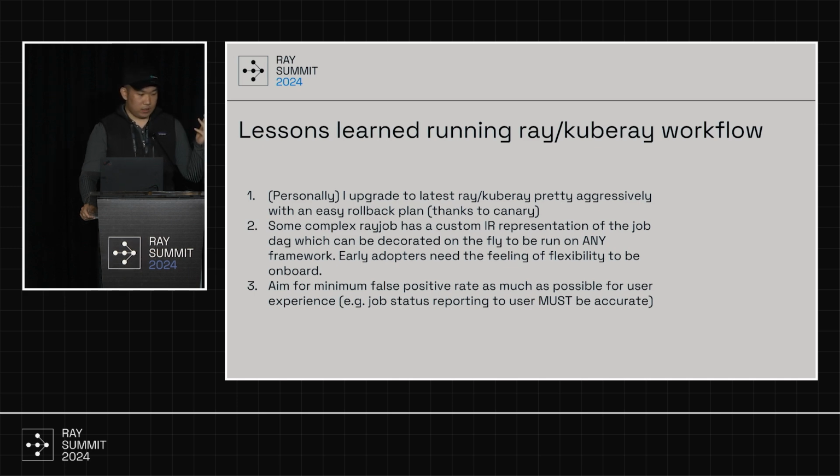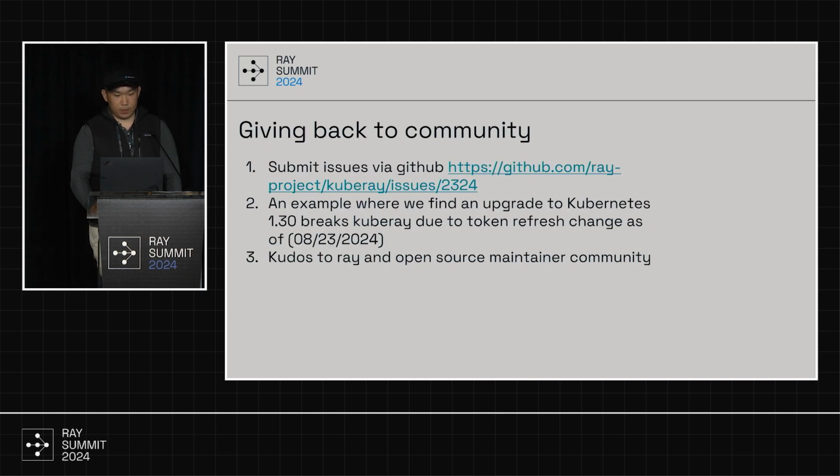And the third, from an infra perspective, I really want to focus on user experience, and minimizing the false positive rate is very, very important. For example, if I say your job is failing, then it had better fail for a very good reason. If I say your job has been resubmitted, it had better exist. It had better not be fake.